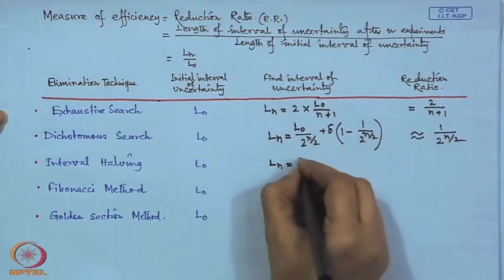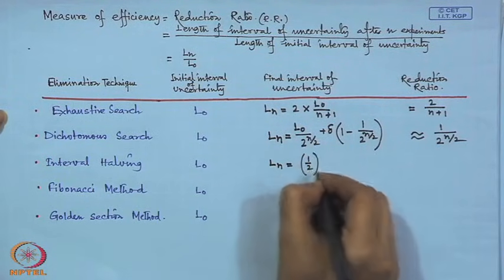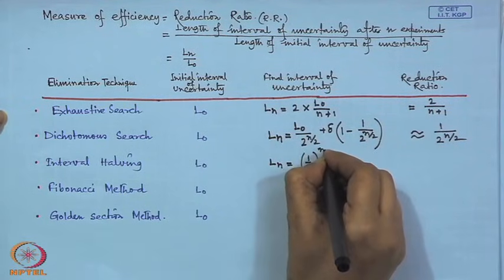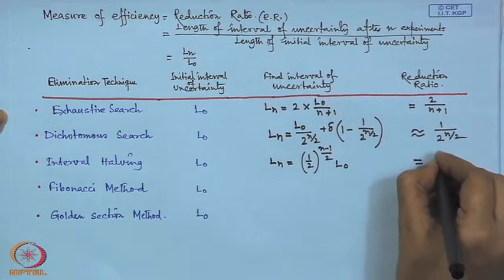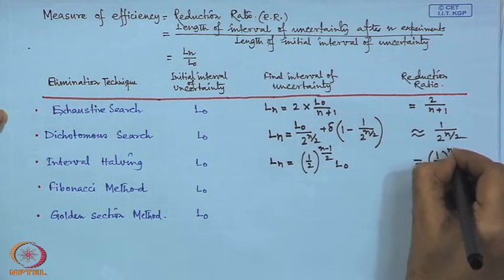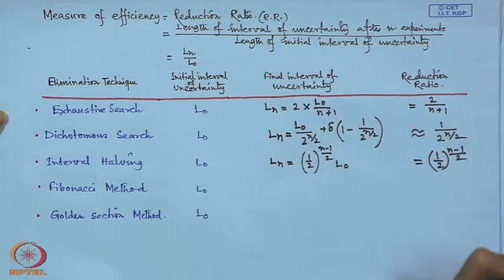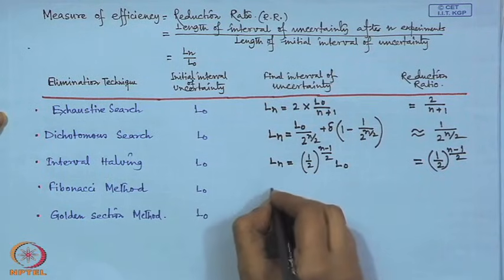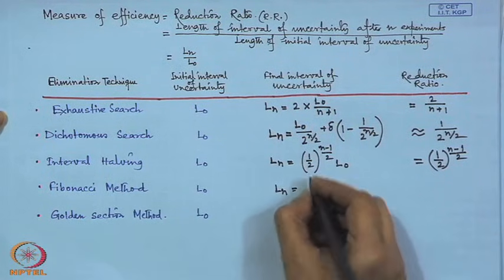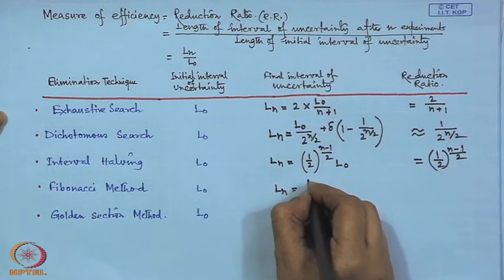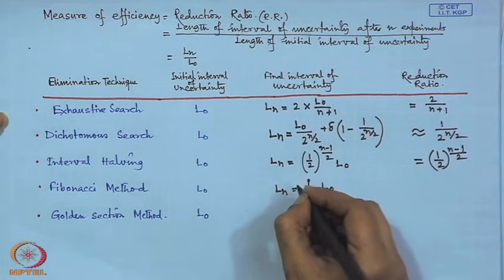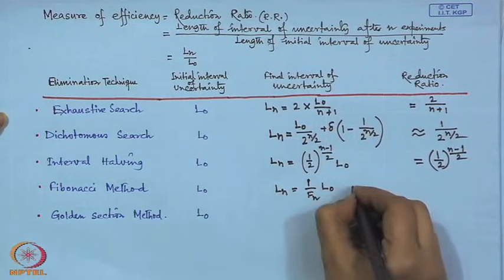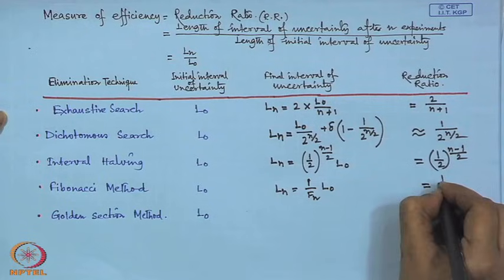Interval halving technique: Ln is equal to, we have learned, half to the power n minus 1 by 2 L0. And if I just see the reduction ratio, this is equal to 1 by 2 to the power n minus 1 by 2. Fibonacci method, we have learned Ln is equal to 1 by Fn L0. Rather this is 1 by F1 L0, that is why Ln by L0 would be equal to 1 by Fn.